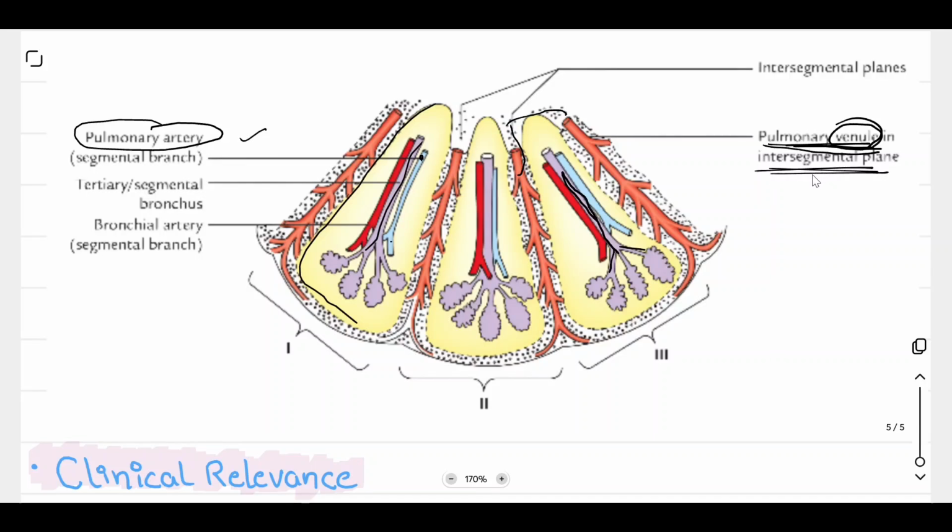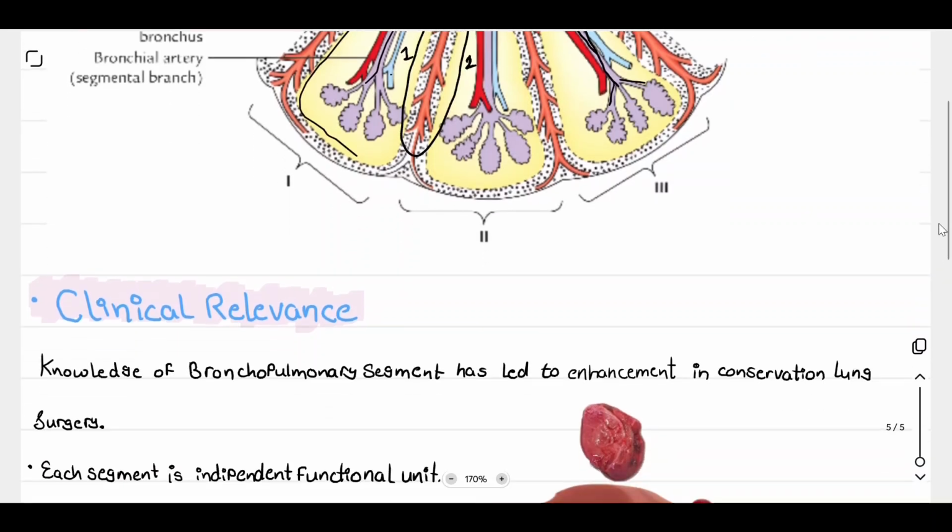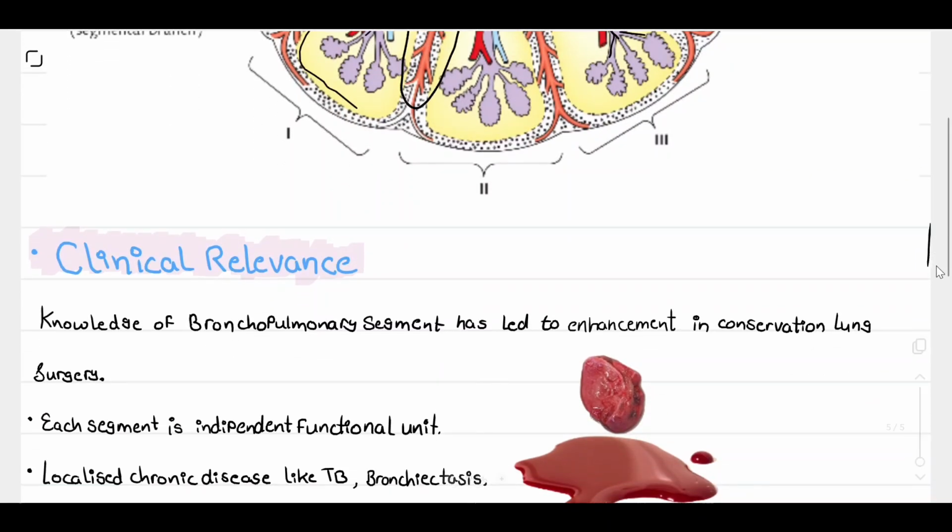So here in intersegmental plane lies our pulmonary vein, and with the help of this diagram you can also appreciate that each pulmonary vein is supplying more than one segment. This vein, in 2D we are able to see that it already supplies two segments, right here one segment and right here another segment. So also done with the relations of pulmonary vein, and lastly coming to the clinical relevance.